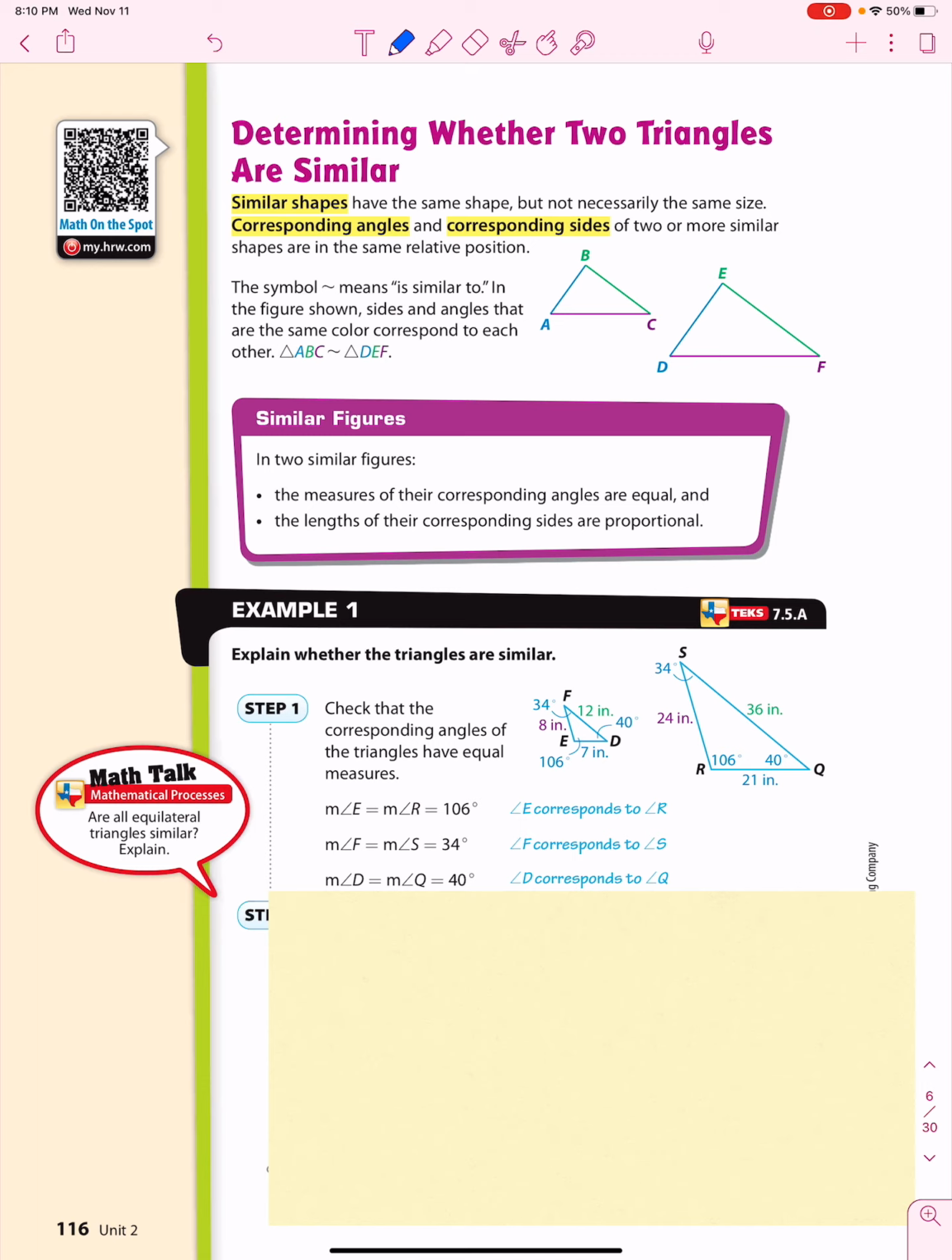So the two triangles that we have here in example 1 are triangle DEF and triangle QRS. Now it doesn't tell me how to name this triangle, so when it does not, you usually will list it alphabetically. So from these names, I can tell that D and Q should match. If I look at the image, angle D and angle Q are both 40 degrees.